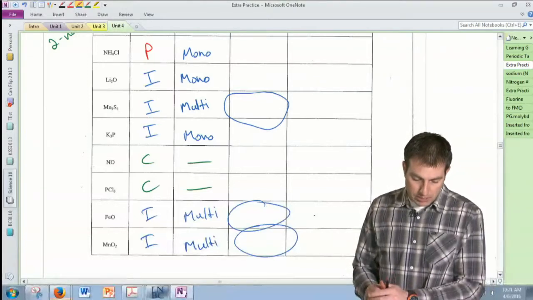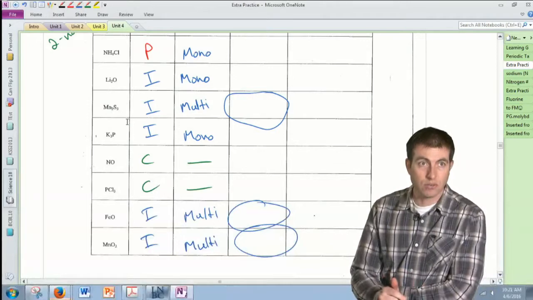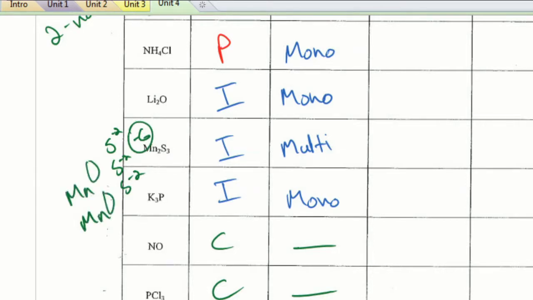All right, so MnS3 is what I'm dealing with. Sulfur always has the same charge. Sulfur is always -2. And I have 3 of them for a total of -6. I have 2 Mn's, and they each have to add together to give me +6. So they must be +3 and +3. So in this case, it's Mn +3.